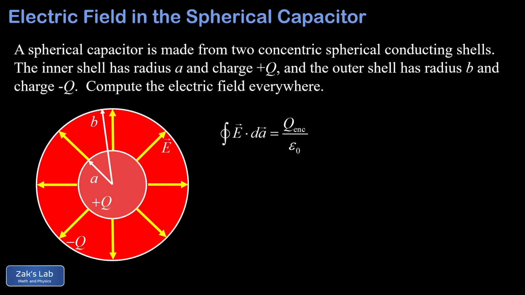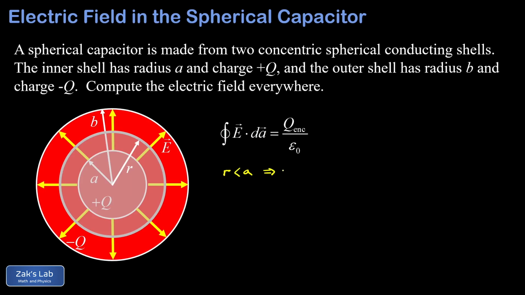So we're going to choose a Gaussian surface that shares the symmetry of the charge distribution. So we're using a spherical shell with radius r, where r is between A and B. Note that in the region inside the inner shell, in other words when r is less than A, we're not going to have any charge enclosed by a Gaussian surface there, and this means the electric field is going to come out to 0 in there.